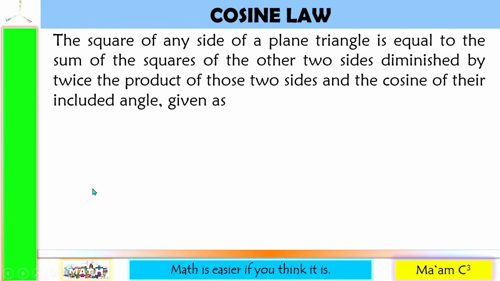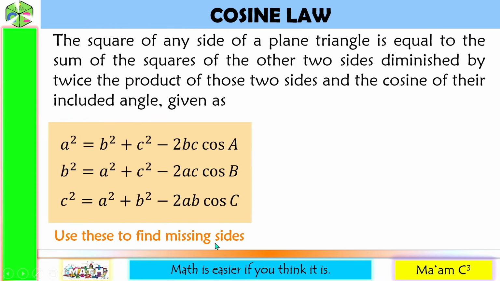Cosine law states that the square of any side of a plane triangle is equal to the sum of the squares of the other two sides diminished by twice the product of those two sides and the cosine of their included angle. So if you are going to solve for a missing side, you're going to use these formulas. Here, the missing side is side A. You just have to add the squares of the other two sides given minus twice the product of the two sides given multiplied by the cosine of the included angle.